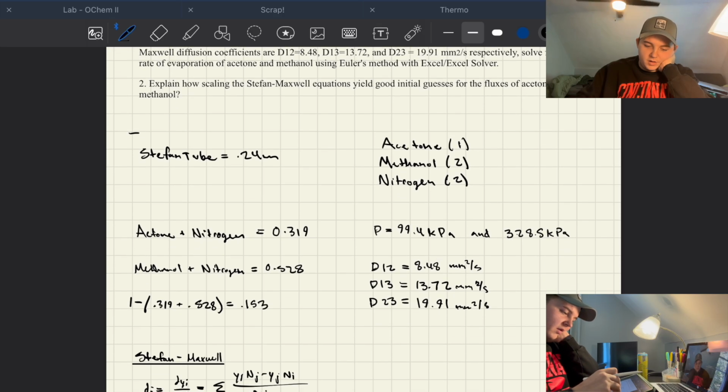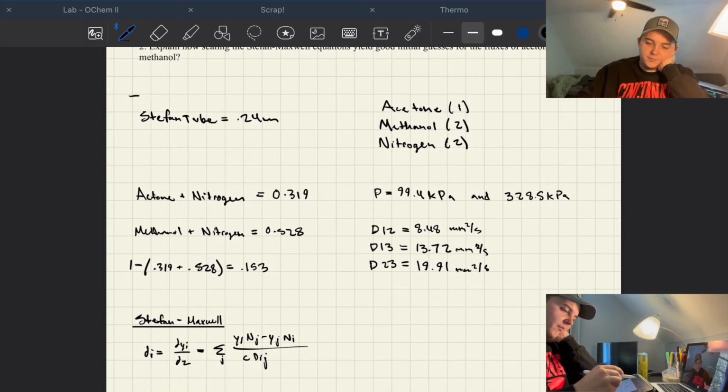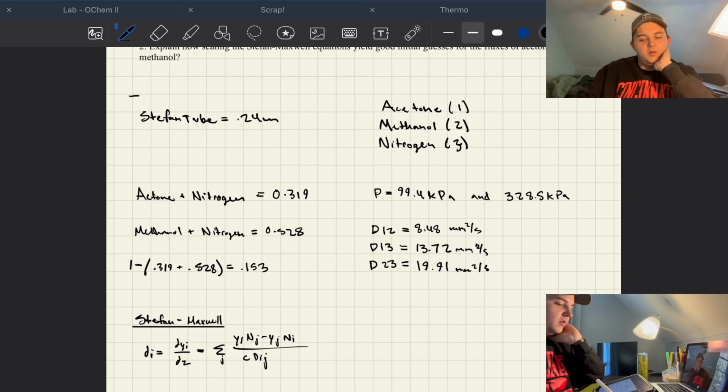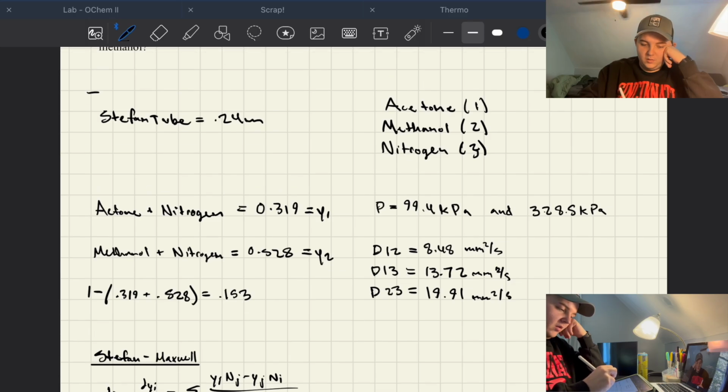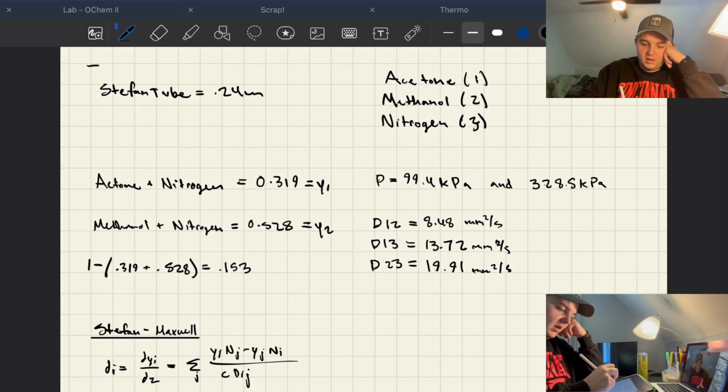So we have the length of our Stefan tube, we have corresponding numbers. This already should be 3. I already messed up something. So our acetone is 1, methanol 2, nitrogen 3, and we know our acetone is 0.319, which we're going to call Y1. We know our methanol is 0.528, which we're going to call Y2, and that doesn't equal 1, so we know that our nitrogen composition is going to have to be 0.153, which is going to be our Y3.